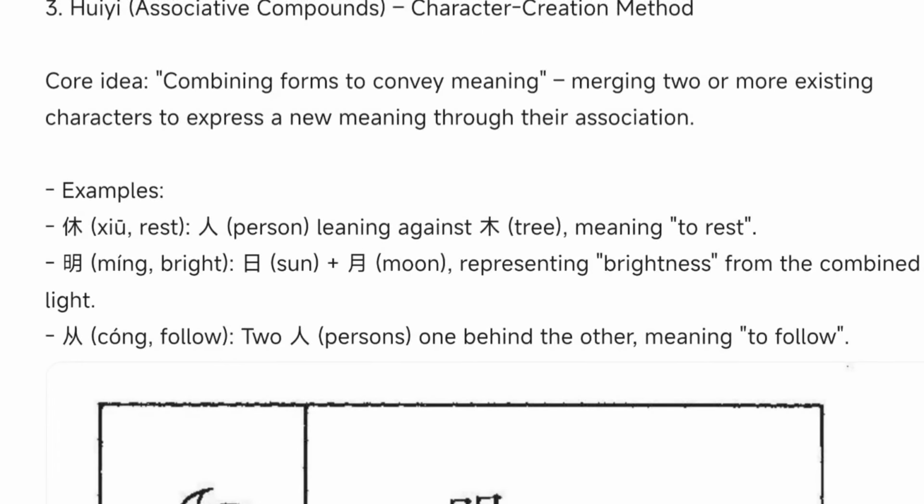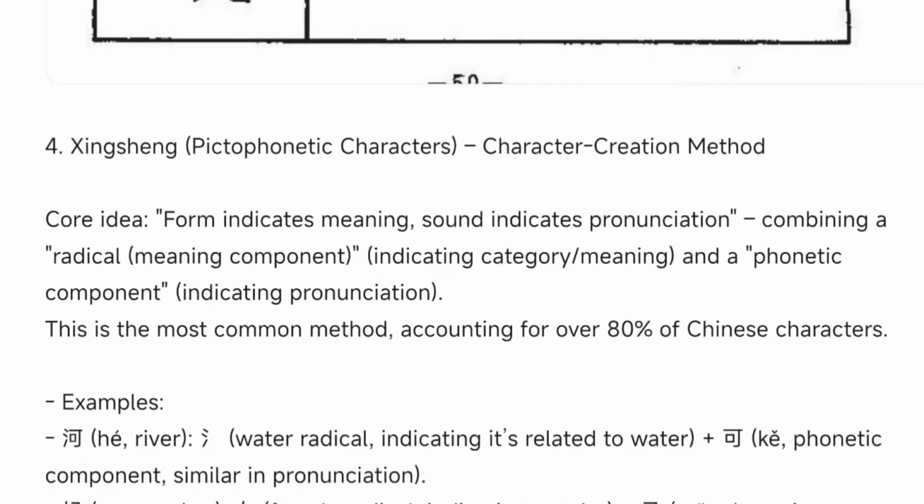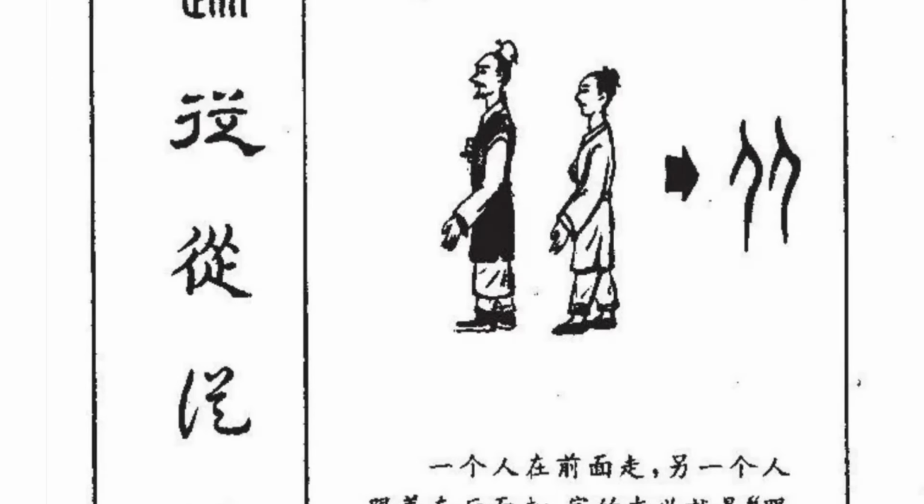And then the last one is 从, which means follow. It consists of two people, one behind the other. You can see it, just like one follows the other one. So 从, which means follow.